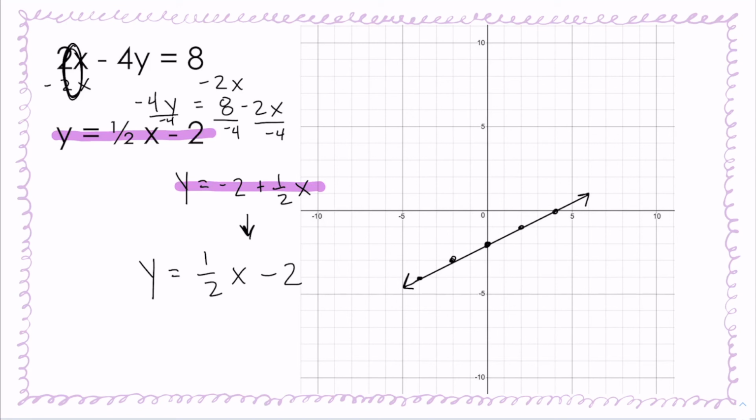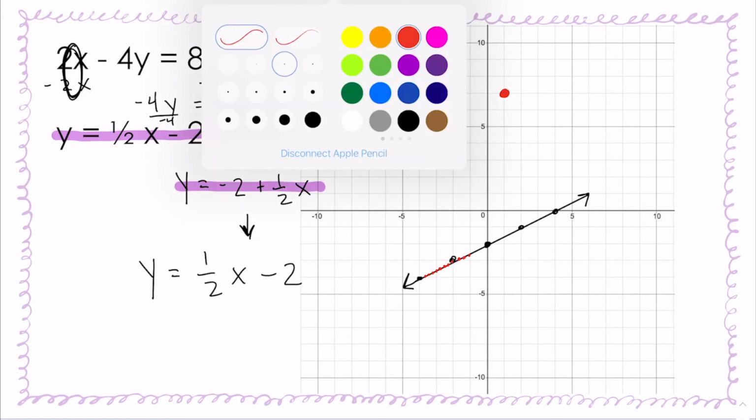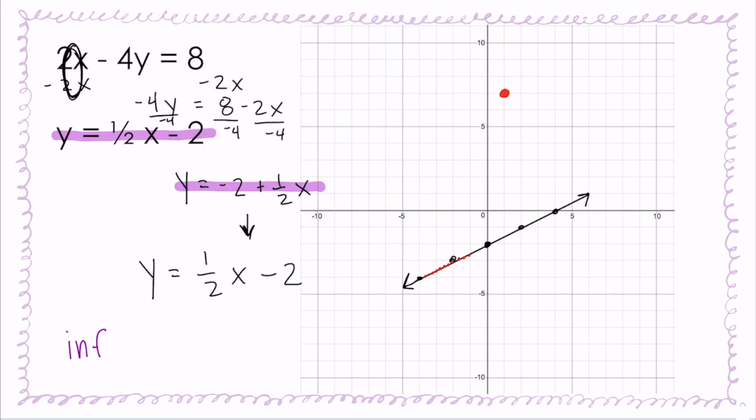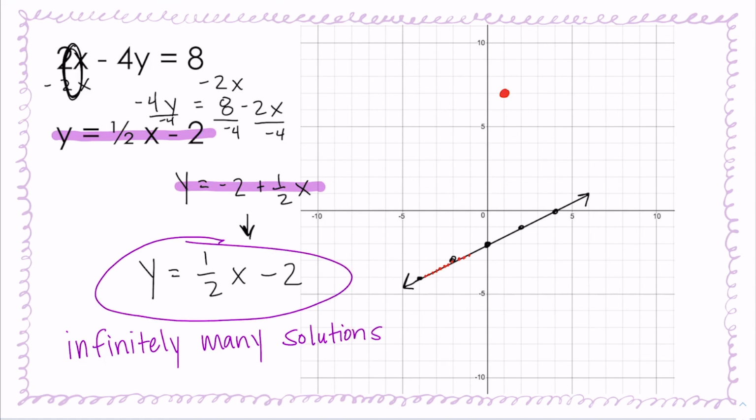So what's the solution? Now, the solution here is not all real numbers, because is this point right here a solution to the system? No, it's not on our line. Only all of these points are solutions. So that means we have infinitely many solutions. Every ordered pair that makes this equation true is a solution. And since there are infinitely many points on a line, we have infinitely many solutions.